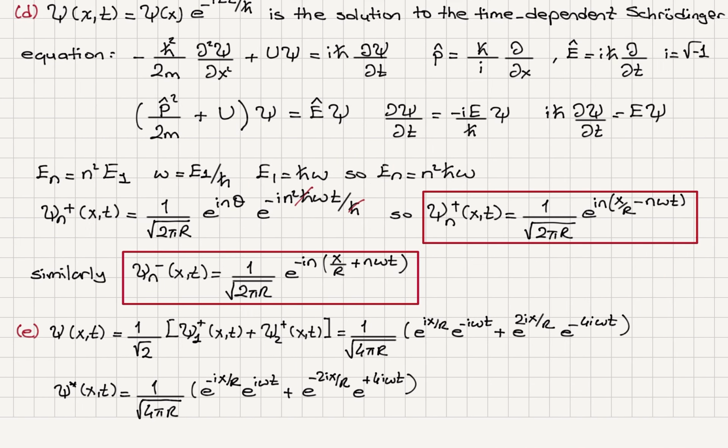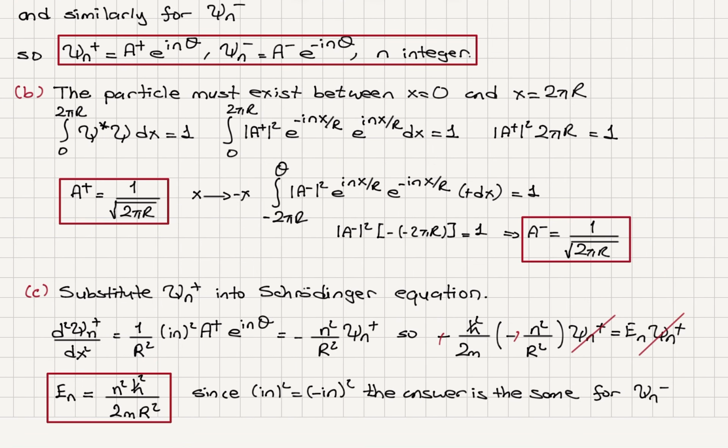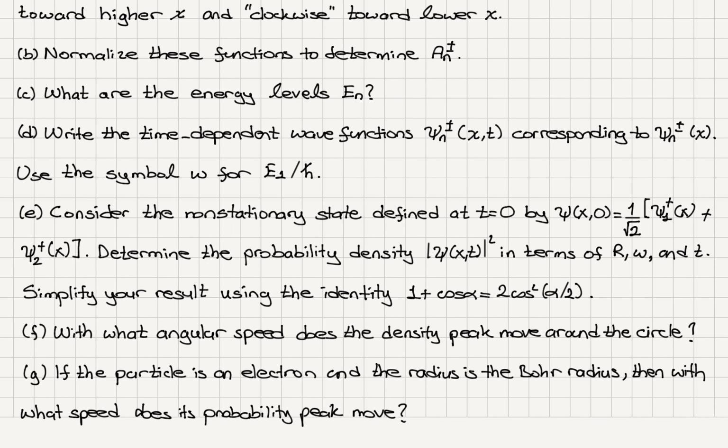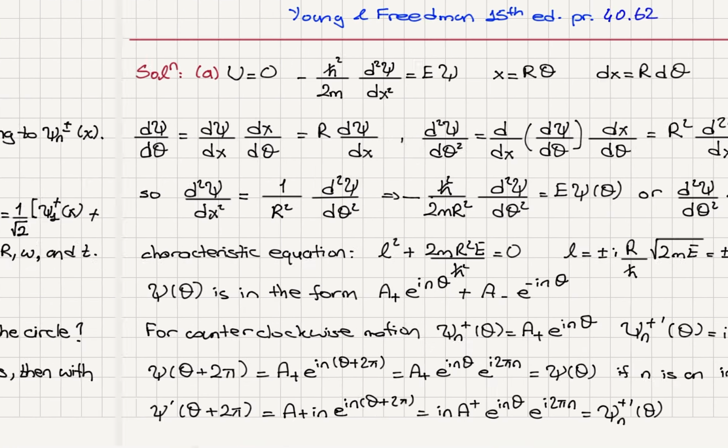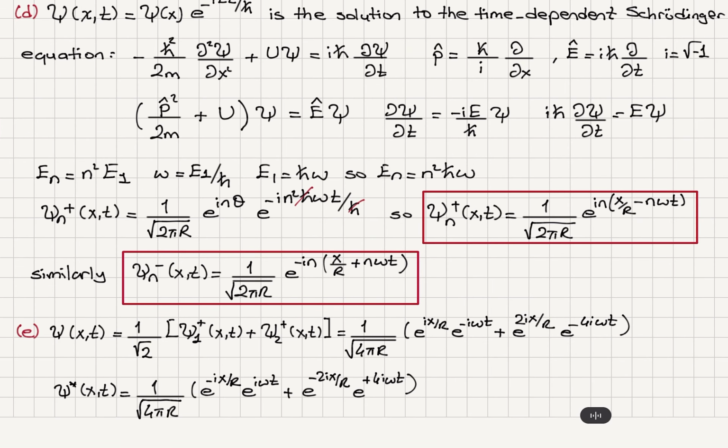Okay. So having the answers from parts A, B, and C, first we write the time-dependent wave functions and use the symbol omega for E1 over h bar. So we have the time-dependent Schrödinger equation, where the energy operator is i h bar del del t. The solutions are of the form time-independent solution times e to the minus iEt over h bar, or e to the minus i omega t. So this is going to satisfy the time-dependent Schrödinger equation.